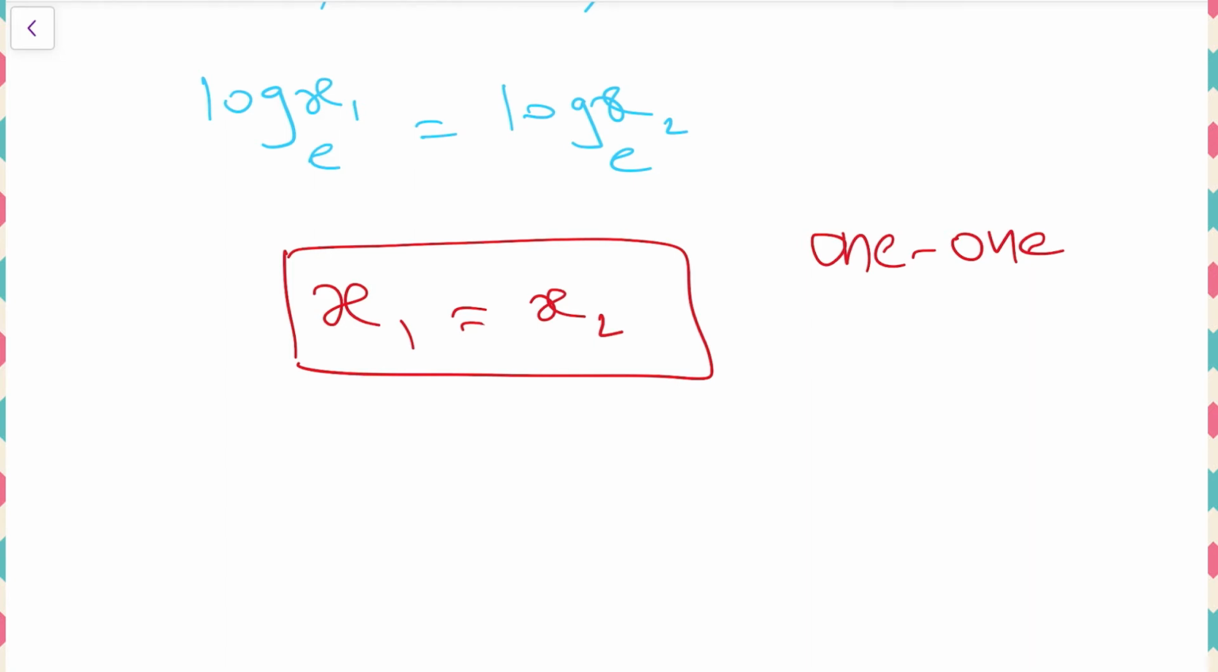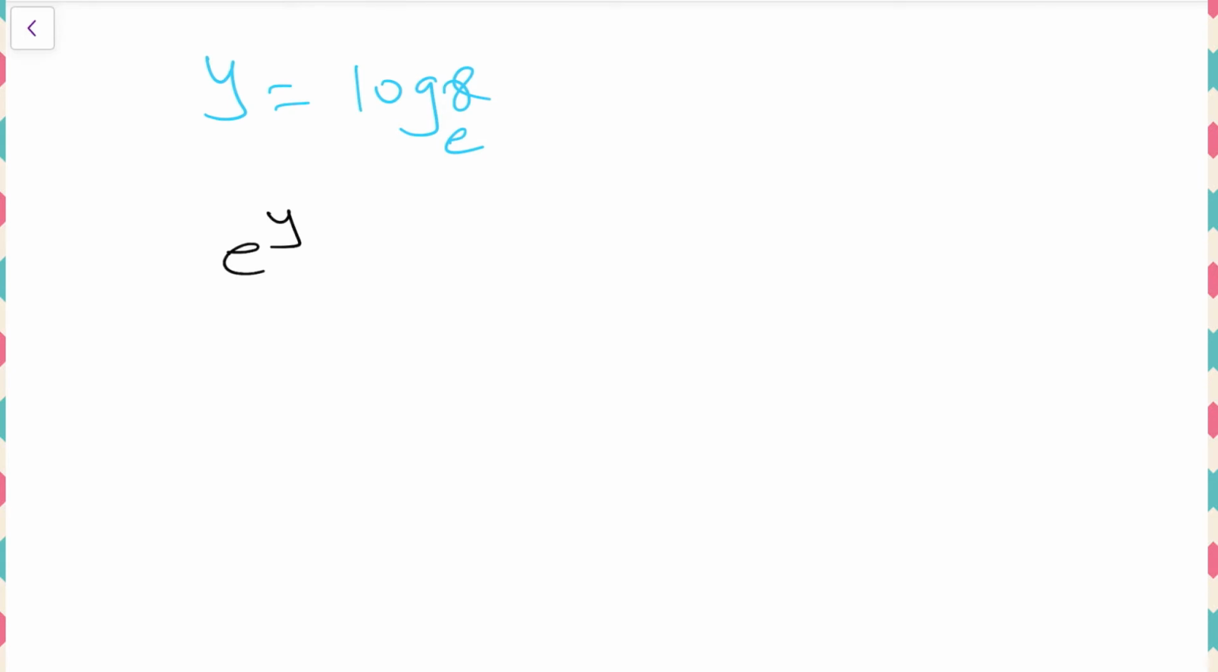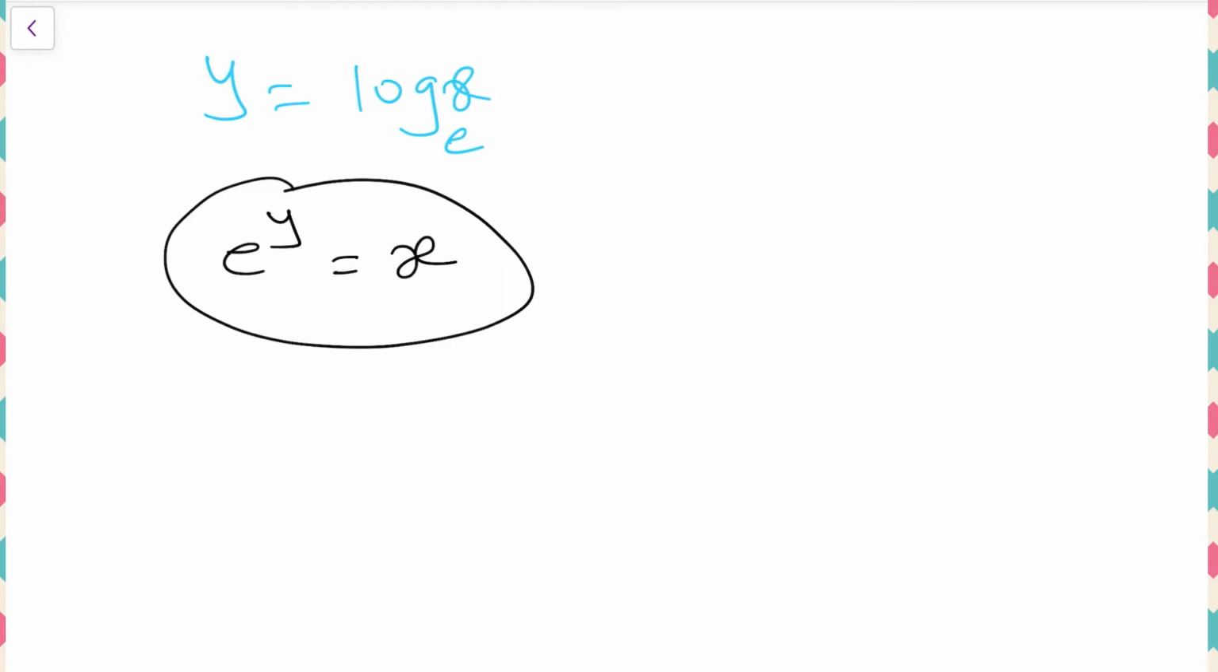Next, let us check whether the same given one is a surjection or not. The given question, that is log x base e, take it as y. Y is equal to log x base e. Now this is in logarithmic form. Let us convert it to exponential form. E power y is equal to x. Now this x value we need to substitute in the original function, that is log x base e.